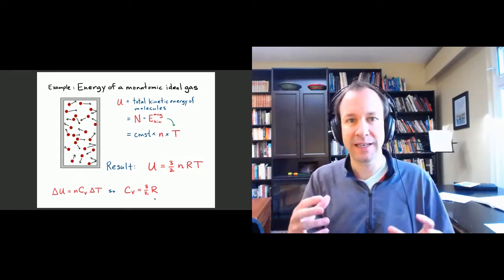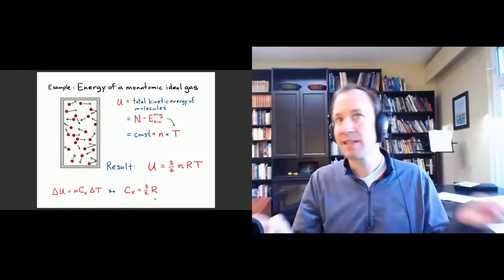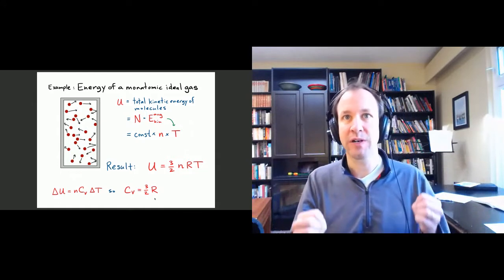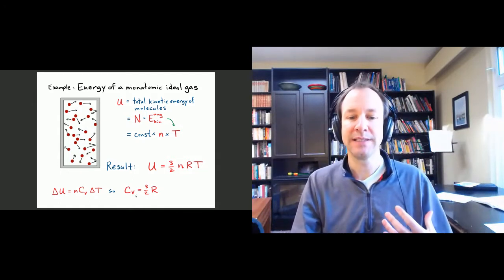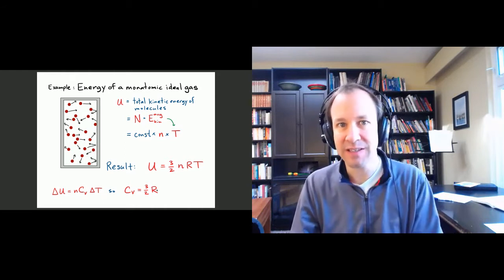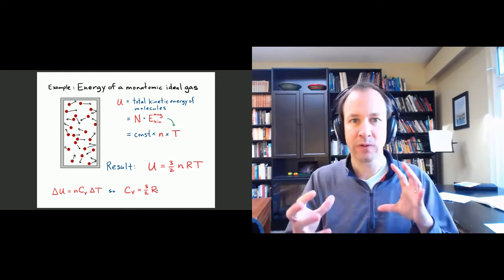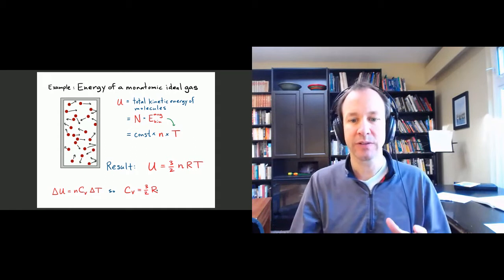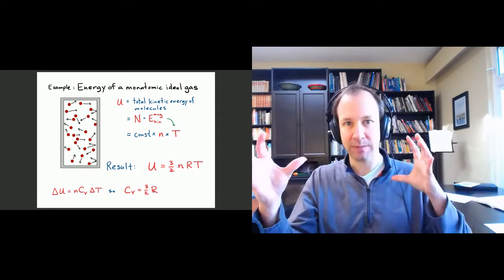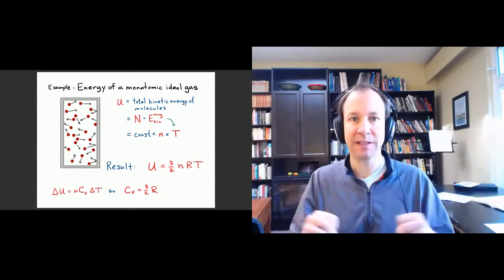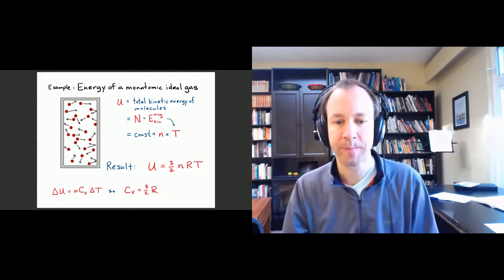You find for diatomic molecules like oxygen or molecular hydrogen gas that the CV turns out to be around 5 halves R. And for more and more complicated molecules, you're going to get a larger and larger CV because you have more and more possible vibrational modes of your molecule that can store some of the energy.